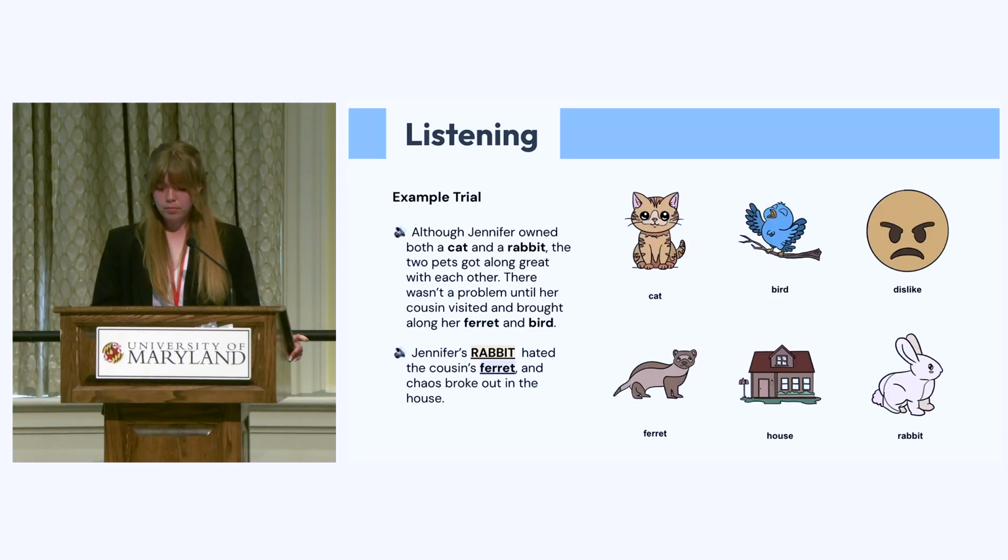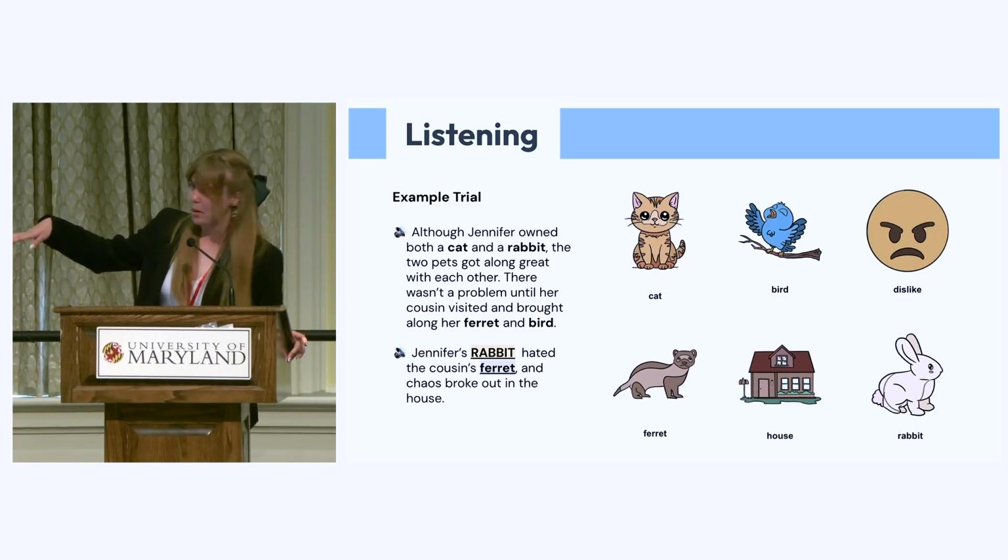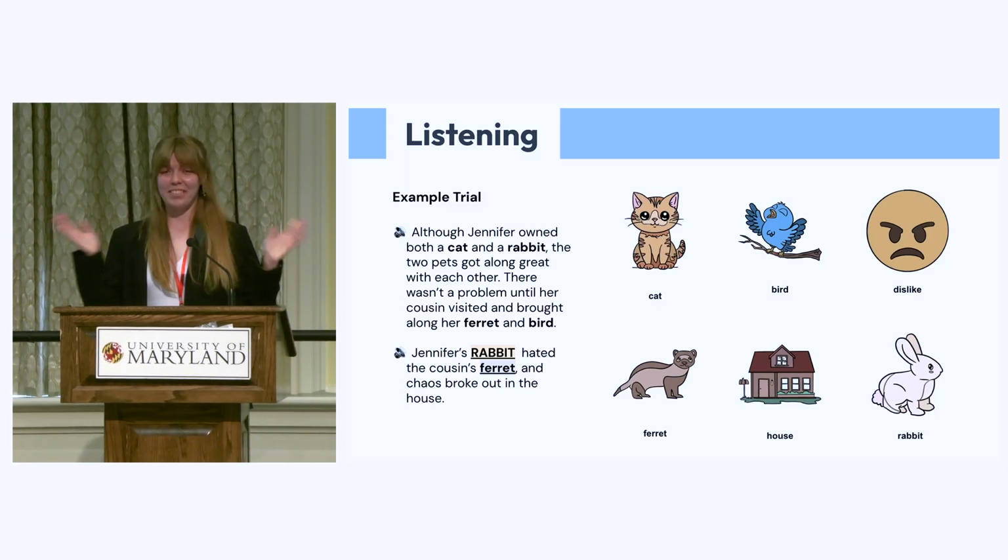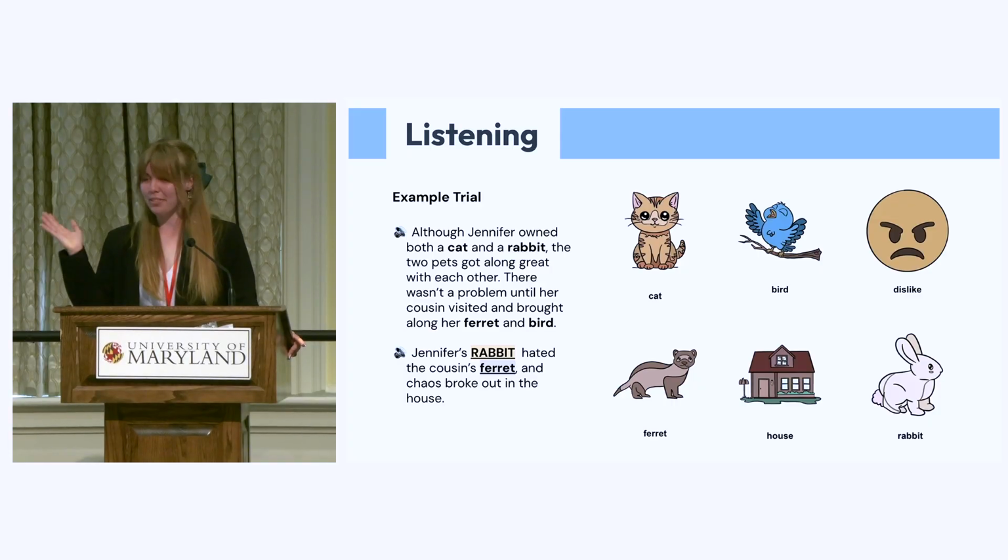So for instance, in a sample trial, you might hear, "Although Jennifer owned both a cat and a rabbit, the two pets got along great with each other. There wasn't a problem until her cousin visited and brought along her ferret and bird. Jennifer's rabbit hated the cousin's ferret, and chaos broke out in the house." Obviously, the words wouldn't be on the screen, but just for ease of reading.